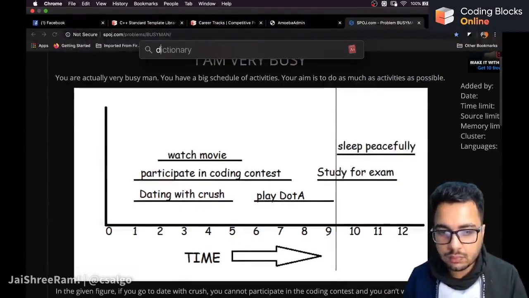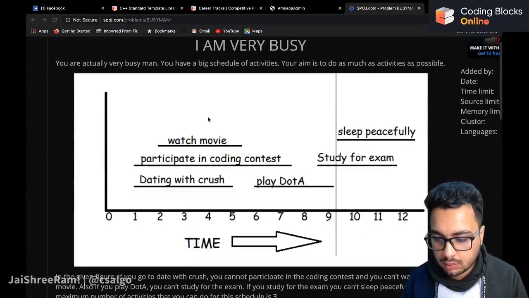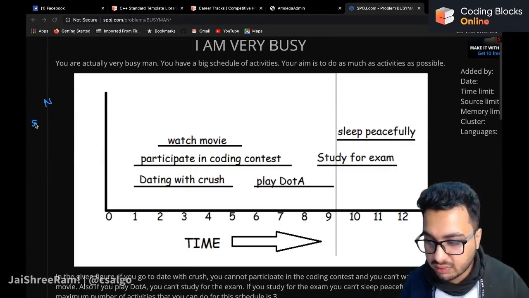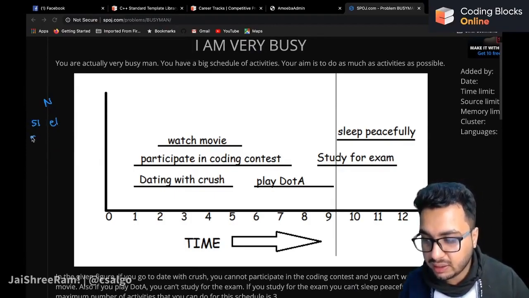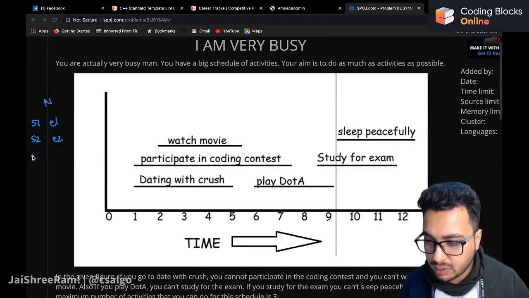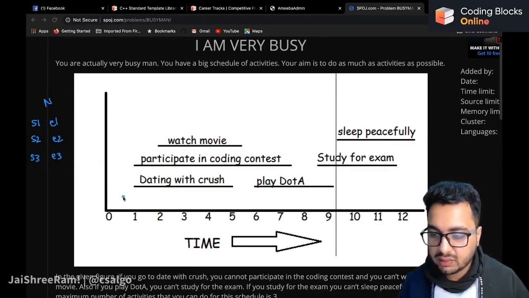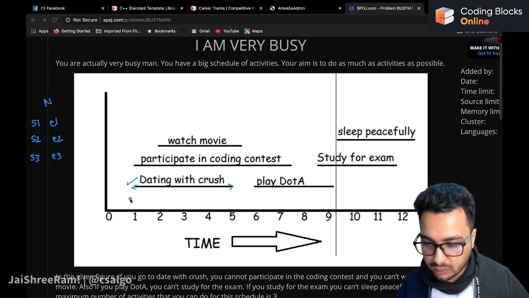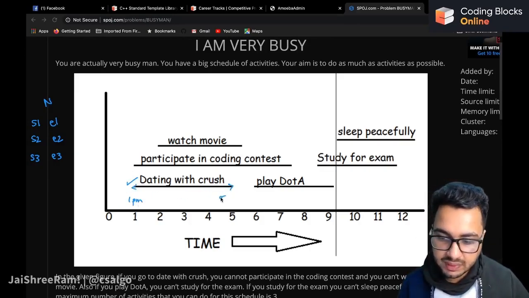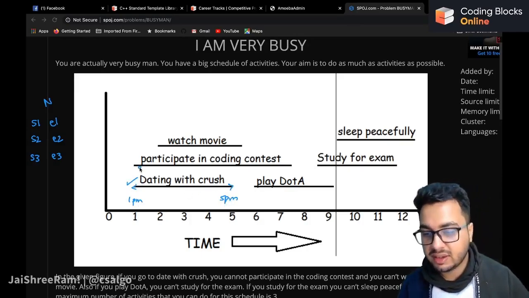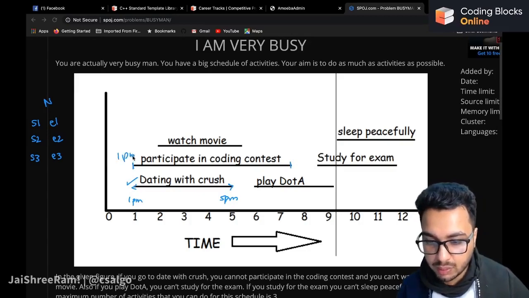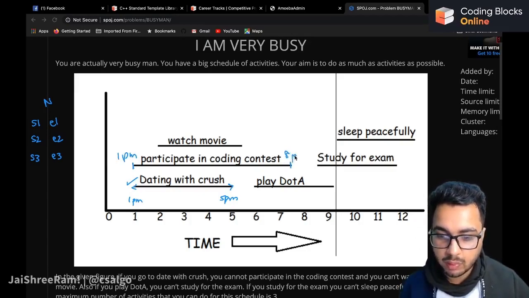So it's like this. You're given n number of activities, and for each activity you know the starting time and the ending time. For example, there is an activity in which you have to go for a date with a crush, and this goes from 1 p.m. till 5 p.m. This is known to you. And there is another activity in which you have a coding contest from, let's say, 1 p.m. to, let's say, 8 p.m.